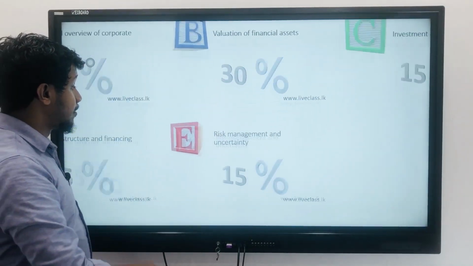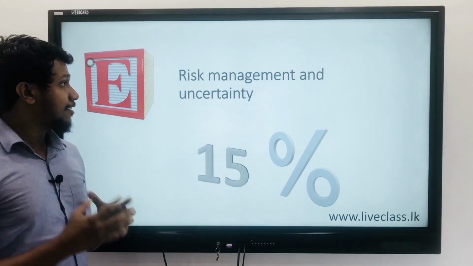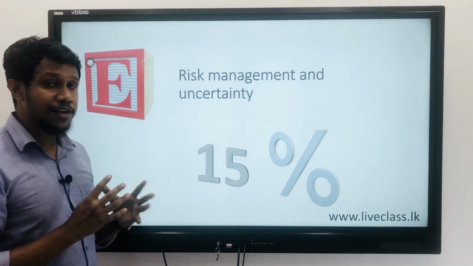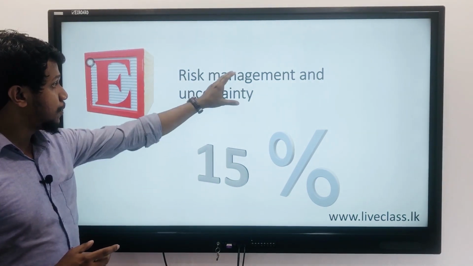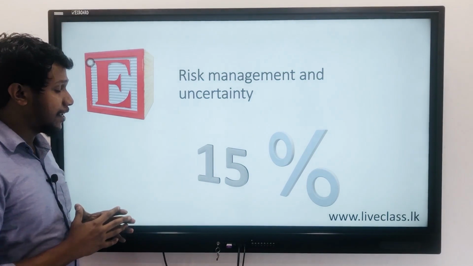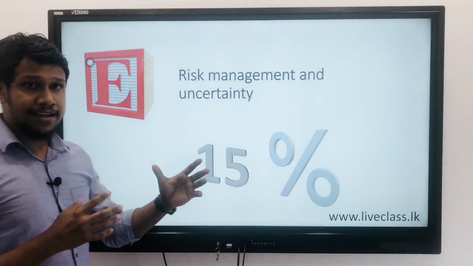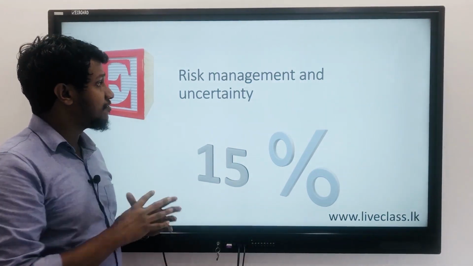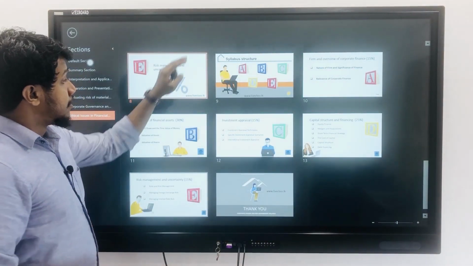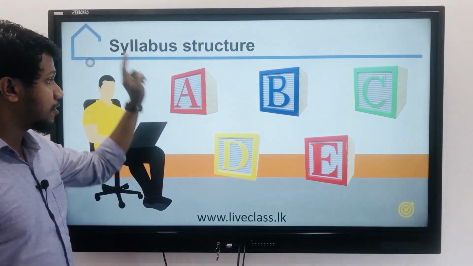Finally, risk management and uncertainty. So we want to take decisions under risky situations and under uncertain situations. And at those points, how we are going to take our decisions, those things we are going to discuss under part E. They have given 15% of weightage for this particular area. So we'll go one by one in detail, so we can see what areas they are focusing on under these 5 main categories. Okay, we'll go one by one. So you can see the syllabus structure, part A, B, C, D and E.